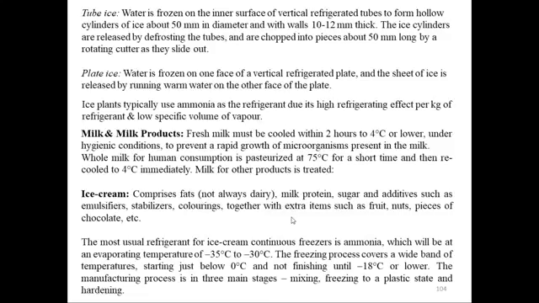The most useful refrigerant for ice cream continuous freezers is ammonia, which will be at an evaporating temperature of minus 35 degrees centigrade to minus 30 degrees centigrade. The freezing process covers a wide band of temperatures starting just below 0 degrees centigrade and not finishing until minus 18 degrees centigrade or lower. The manufacturing process is in three main stages: mixing, freezing to a plastic state, and hardening. So that's how ice cream is made. First mixing, then freezing to a plastic state, and then at the end hardening it so that it doesn't melt away.